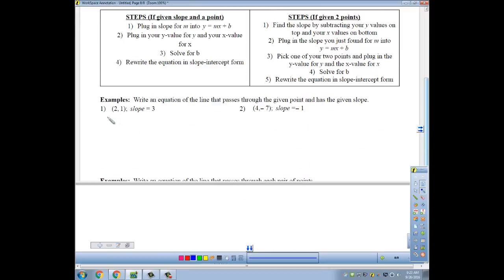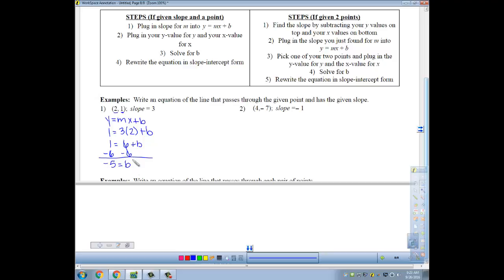So for number one, I know that I want my equation to look like this, y equals mx plus b. So what I'm going to do is just plug in my numbers for what they gave me already. My y value here was 1. My slope was 3. My x is 2. I don't know b. So I need to figure out what my b or my y-intercept is. So I'm going to solve this equation to get 1 equals 6 plus b. Subtract 6 from both sides to get negative 5 equals b.